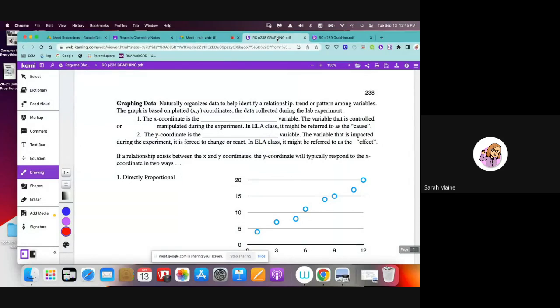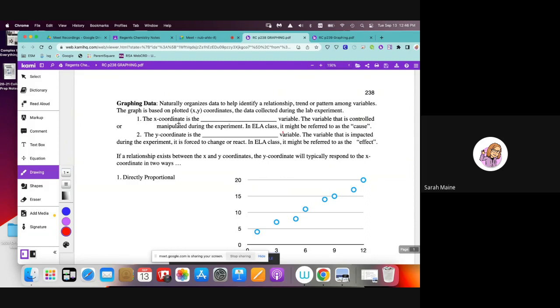So we are taking a look at graphing techniques in our Regents Chemistry curriculum, page 238 and page 239. The reason we graph is it naturally organizes the data to help us identify a relationship, trend, or pattern among the variables. So our graphs will be based upon plotted XY or coordinates, which is the data we collected during the lab.